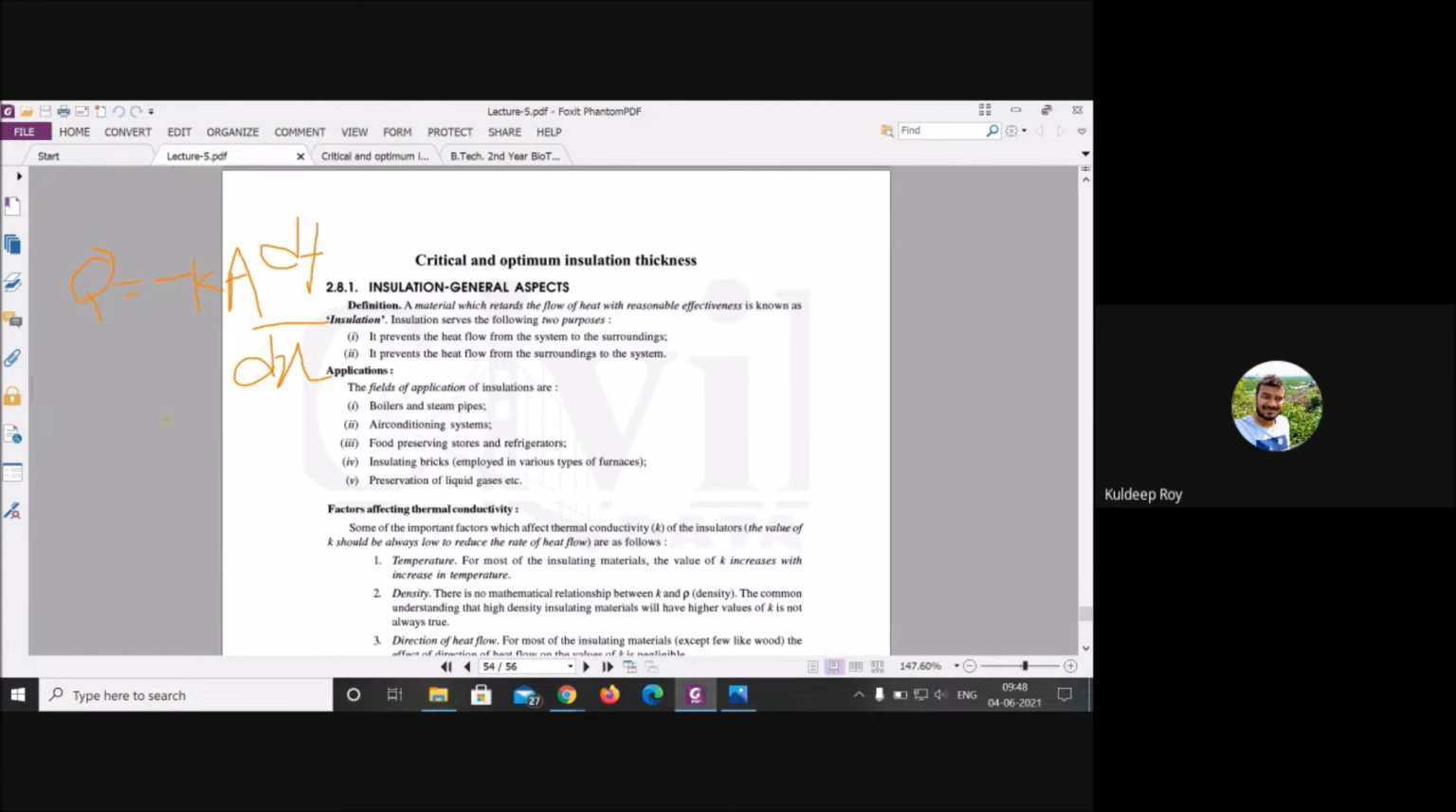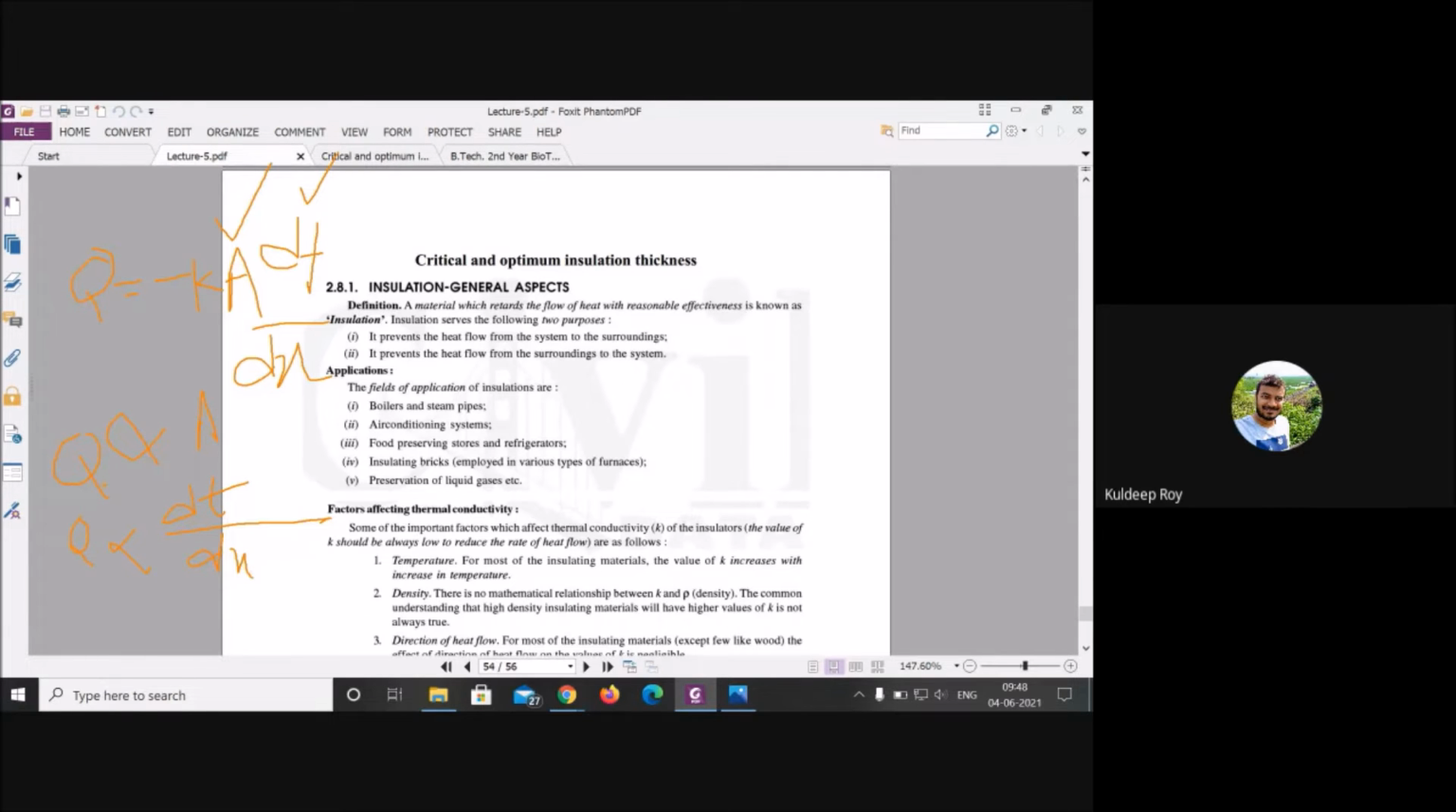If you check the formula very clearly, it depends on your area and on delta T by delta x. We have already seen that Q is proportional to your area and Q is proportional to your delta T by delta x. The difference delta x is the particular small segmental thickness over which you want to calculate the temperature difference.